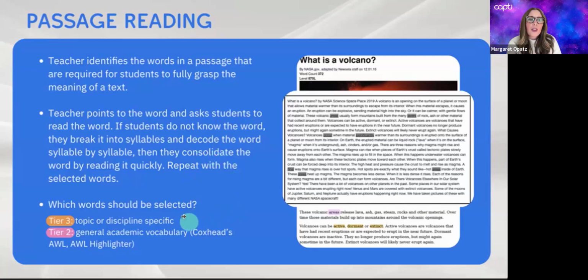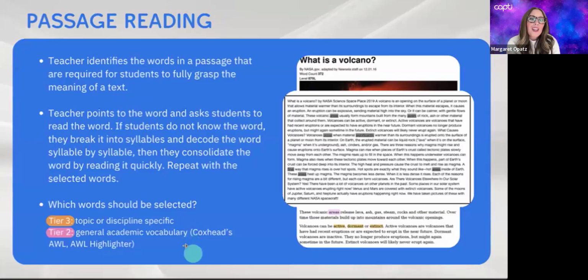You could look at it through that tier 3 or discipline specific lens, where you're really looking for the words that are connected to volcanoes. That one's typically easier for us to do. We could also look at it through that tier 2 or general academic vocabulary context. And this one's typically a little more challenging for us to do because we don't have the academic word list or tier 2 words memorized. We don't know exactly what's on that list.